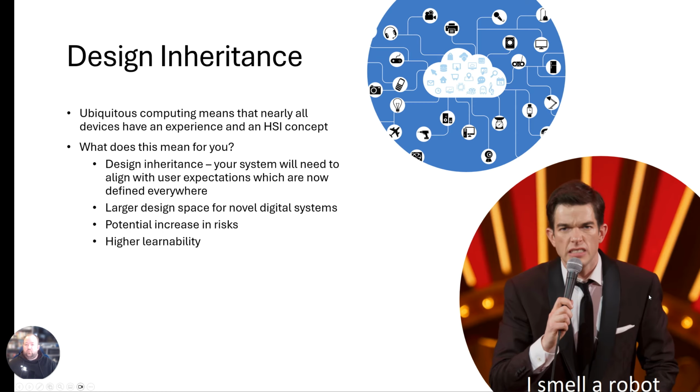We've talked about this a bunch and we're going to keep doing it, but ubiquitous computing means nearly all devices have an experience. So what does that mean? It means you need to evaluate other applications or things in the space. That doesn't mean there's no room for novelty. It just means that you need to do that work ahead of time. There is a potential increase in risks, and there's higher learnability when you are deviating. But again, the gains from your design might be significant enough that it doesn't matter.